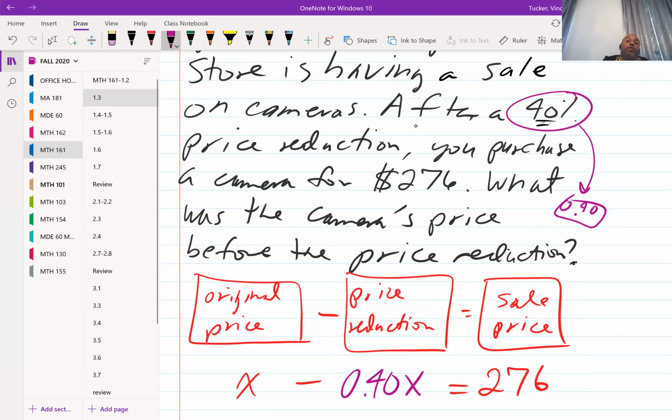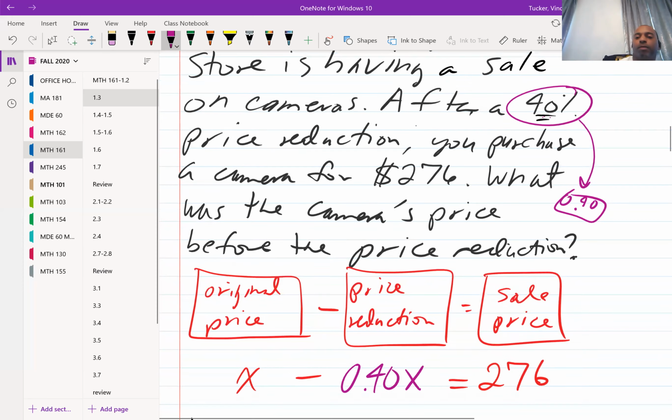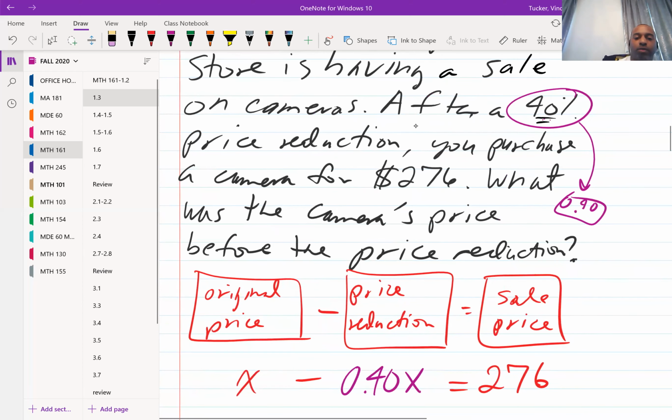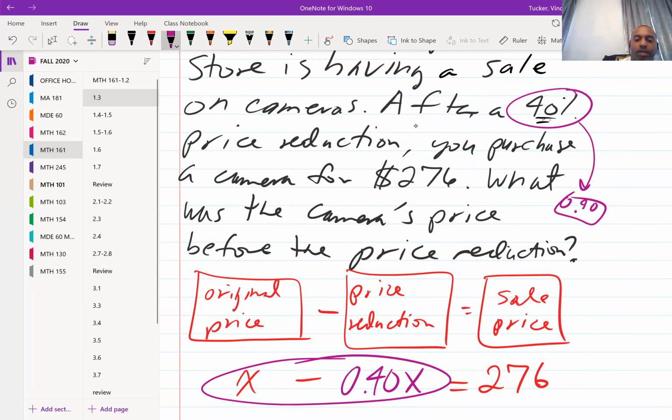All right. So the next step throws people for a loop a little bit as well. If I have 5x minus x equal to 276, the first thing I would do is combine my like terms, right? Add or subtract my terms together. And so that's the same thing we do here. We're going to combine these like terms.